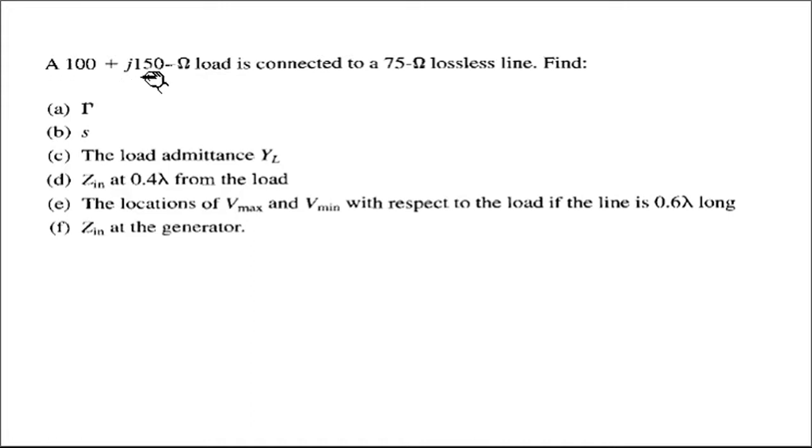See, a 100 plus j150 ohm load is connected to a 75 ohm lossless line. So this is Z0, this is ZL. Plus means inductive. So divide 100 plus j150 by 75, you will get R and X. Mark that point on the Smith chart. Draw OPQ. OP upon OQ will be the reflection coefficient. The angle of the reflection coefficient you can calculate.